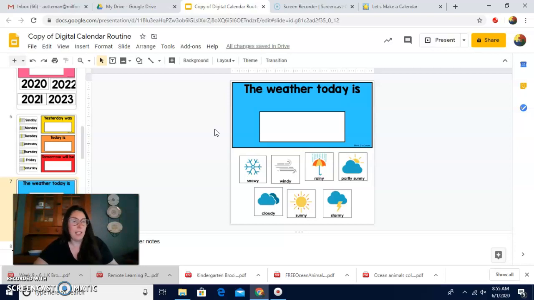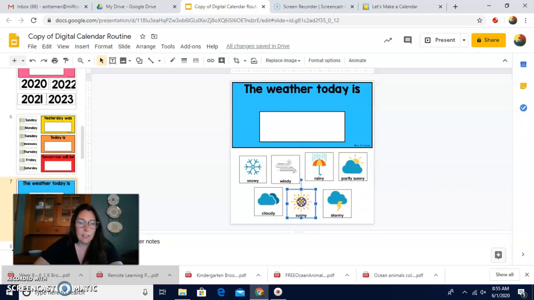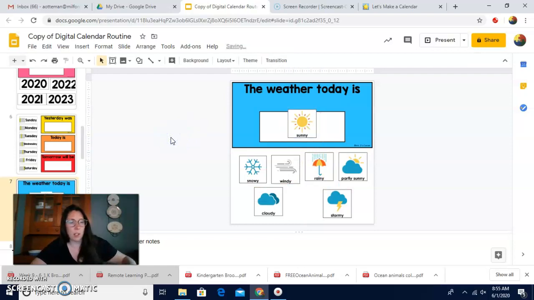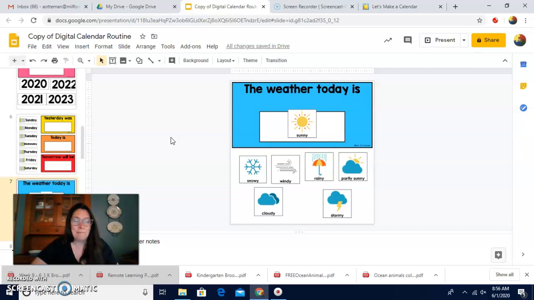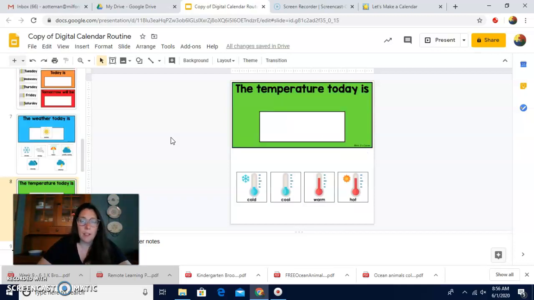All right, the weather today. Let's look at our windows. All right. I don't see a lot of clouds in the sky. I don't see any clouds, actually. I see the sun, though. The weather today is sunny. Good. What's the weather at your house? I bet it's sunny, too. Great job.